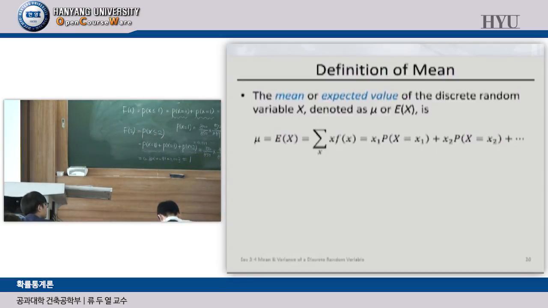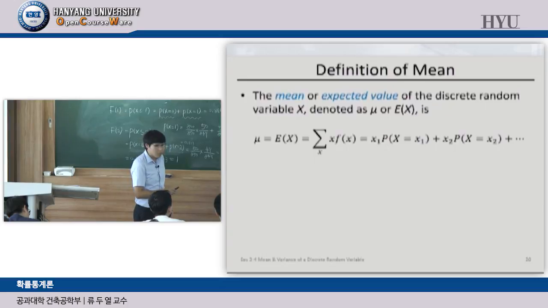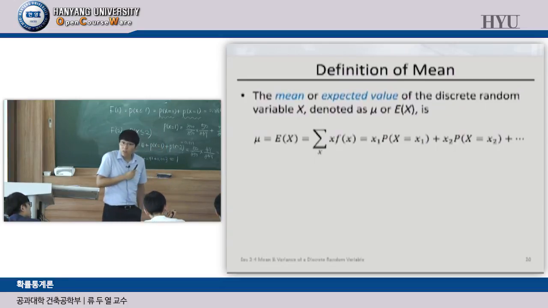The average equals the summation of x multiplied by the probability mass function. So there can be x1 multiplied by the probability of x when x is equal to x1, plus x2 multiplied by the probability of x when x is equal to x2, and so on. So this is the definition of the mean for the discrete random variable.